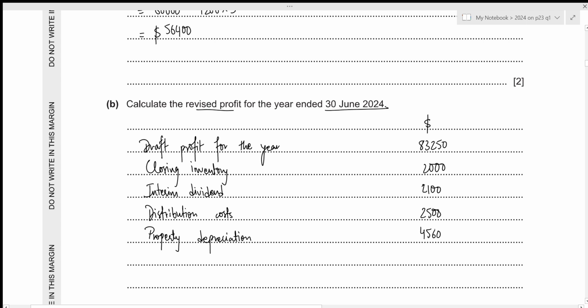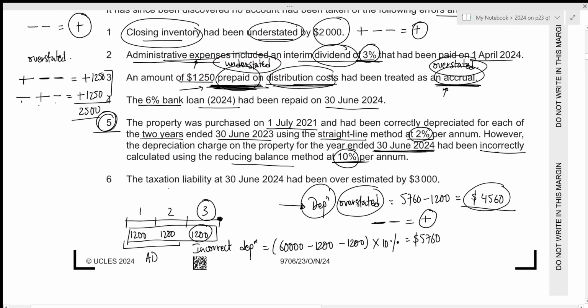$4,560. Okay. Then for the sixth information, the taxation liability at 30 June 2024 had been overestimated by 3,000. Overestimated just means that it was overstated. So if something is being overstated, we subtract it. And in this case, we're talking about taxation. Taxation is always subtracted in order to calculate our profit for the year. So that's a double negative, which results in a positive. So we just need to add back the 3,000 in order to correct this error.